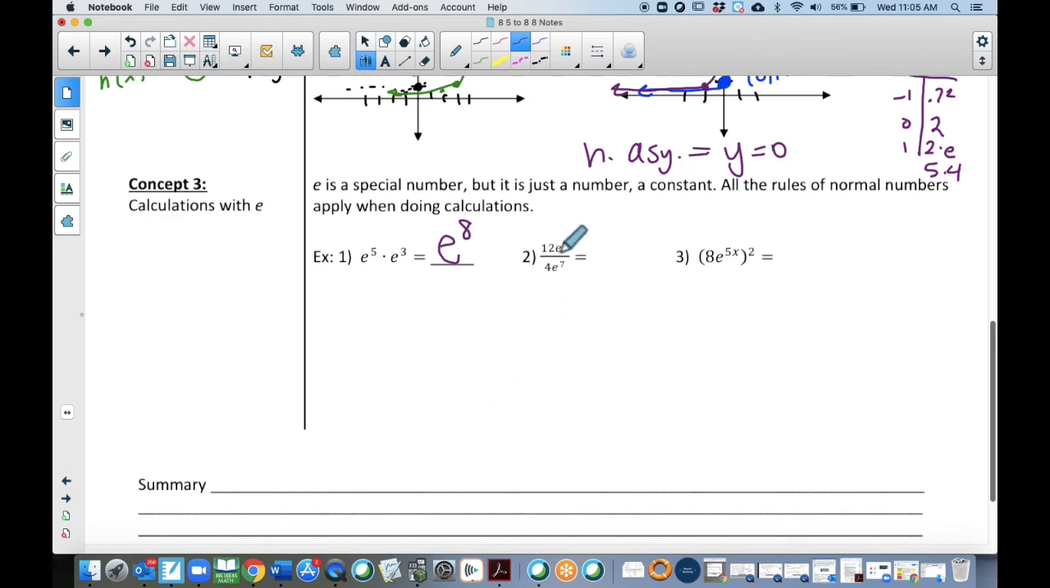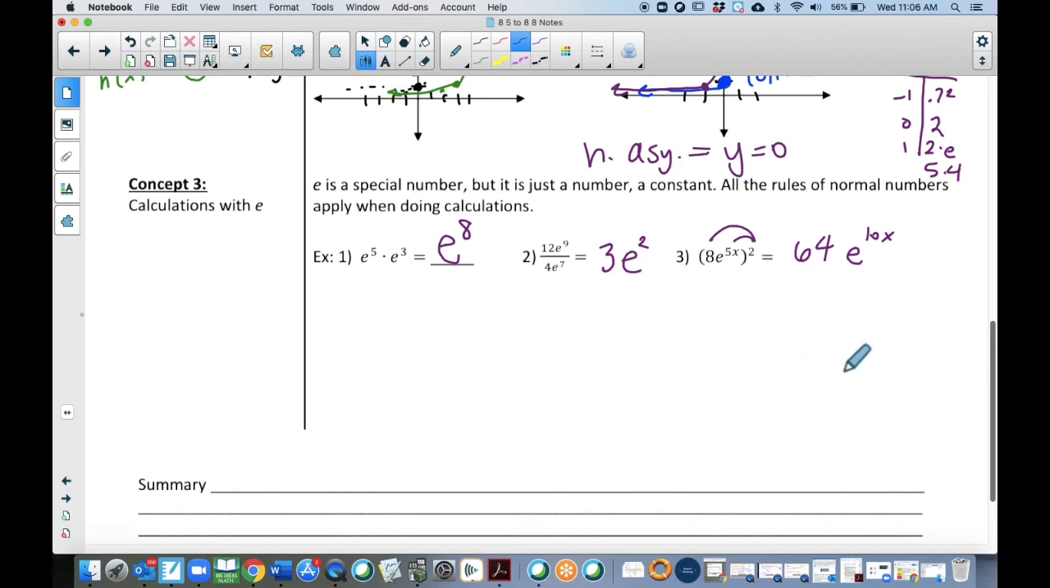How about this fraction? Well, 12 over 4 reduces to 3. e to the 9th over e to the 7th reduces to e squared. So 3e squared is the answer. So it's just like a regular variable, even though it's not a variable, it's a constant, but you use the same rules. And same thing here. This is going to be 64e to the 10x power.